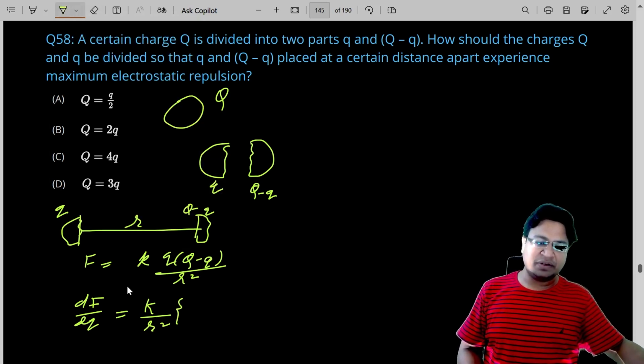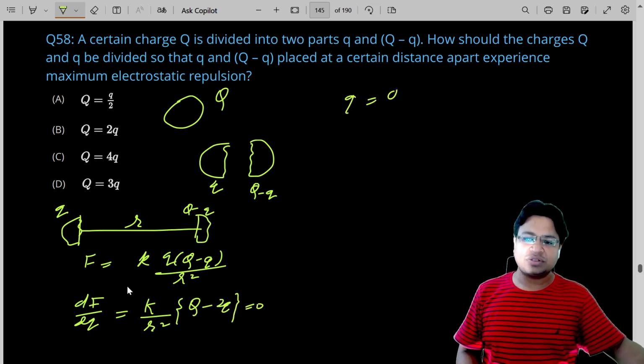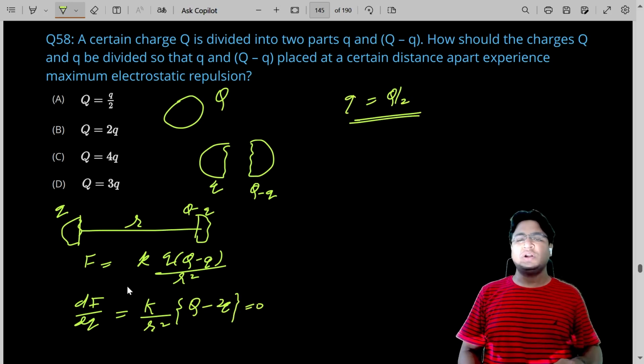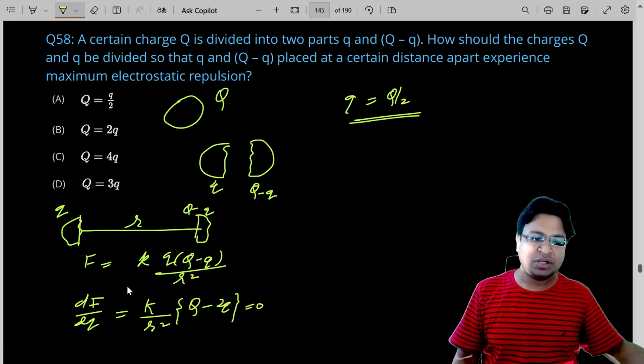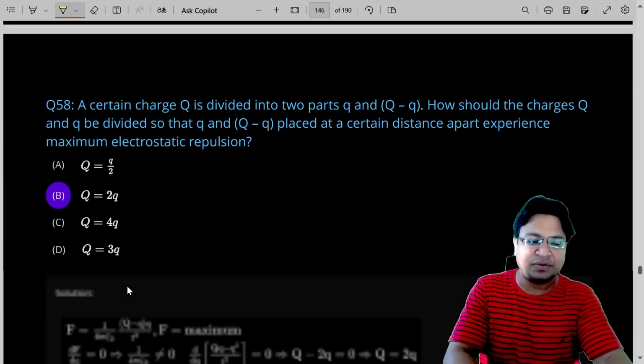So the derivative will become capital Q minus 2q, and when you equate it with 0, you get q equals capital Q by 2. So this is going to give you the maximum force. Okay, so option B is what you're looking for.